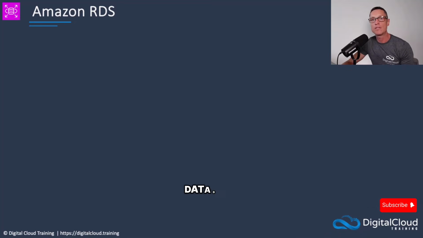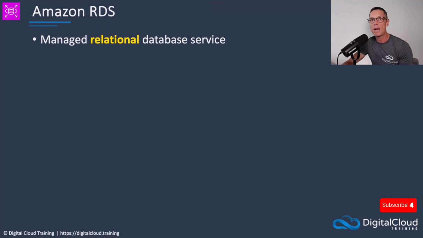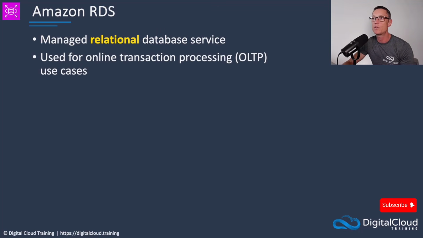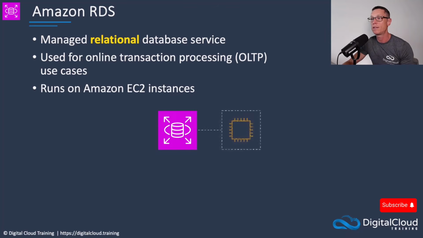Now let's have a look at some database services. So here, the relational database service. This is a managed relational database service. It's used for online transaction processing, OLTP use cases, and it runs on EC2 instances, as I mentioned earlier. So when you launch RDS, you choose the database instance type.